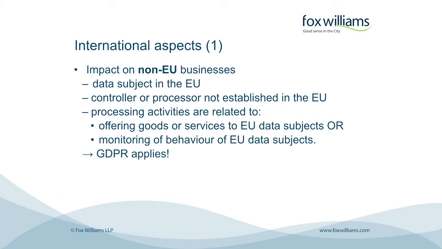So the GDPR has given guidance that in identifying whether a controller or processor is offering goods or services to data subjects in the EU, the mere accessibility of a website in the EU or of an email address or other contact details is insufficient to ascertain that intention. But when you start to factor in things such as the use of a language or a currency generally used in one or more member states, and the possibility of ordering the goods or services in that other language, this may make it apparent that the controller envisages offering goods or services to data subjects in the EU.